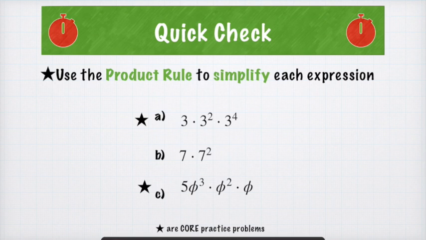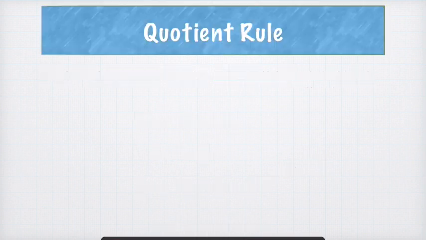Now I'm going to have you do this quick check. I'm going to have you use the product rule that we just talked about and simplify each of these expressions. It shouldn't be too hard. Oh, and by the way, this guy down here, he's called phi. He's just another Greek letter. But yeah, go through, simplify these expressions, and pause the video. It shouldn't take you too long.